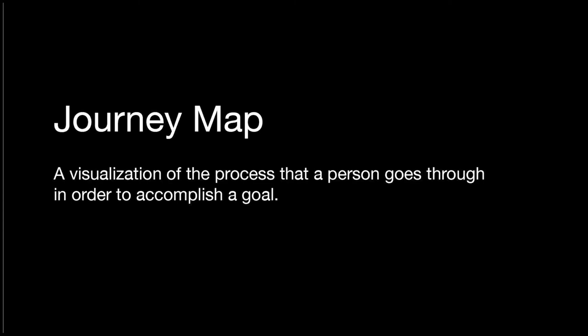The next term is a journey map. This is a visualization of a process that a person goes through in order to accomplish a goal. For example, for an app, it would be like, what are they doing that leads them up to wanting to use the app? While they're using the app, what do they do? And then after they've used the app, what type of behaviors or actions are they making?